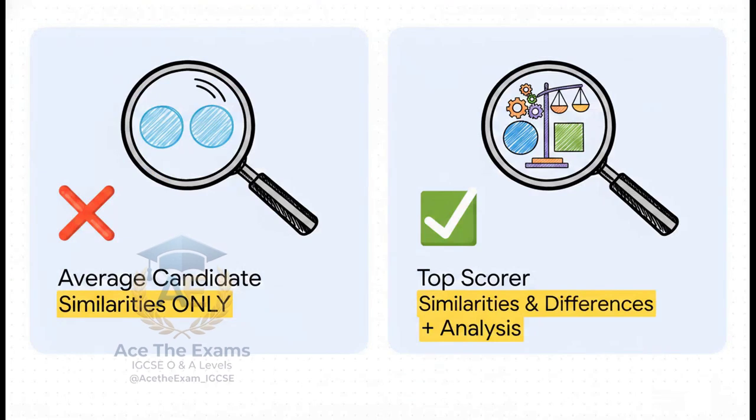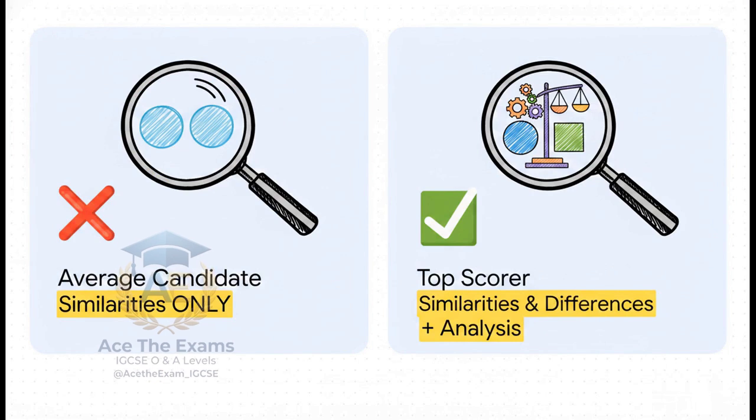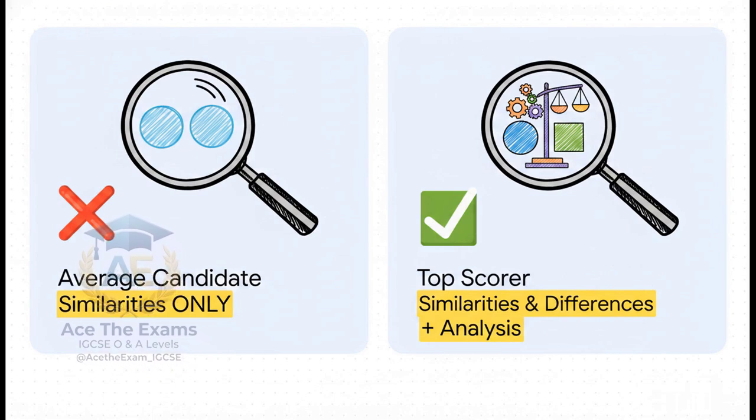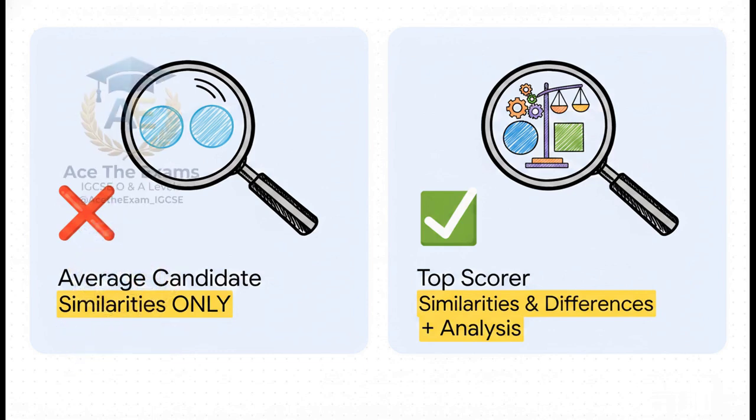Let's look at a complex data analysis question. The difference between an average candidate and a top scorer is beautifully illustrated here. When asked to perform a comparative analysis, say evaluating the use of a digitized accounting software versus a manual books of prime entry system, an average student just lists out facts on the left side. They identify simple similarities. But look at the right side. This is the top-tier approach.